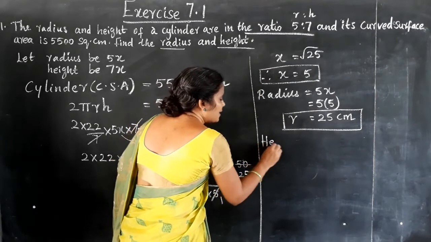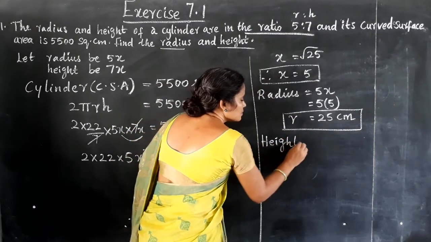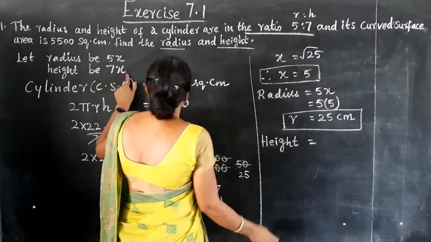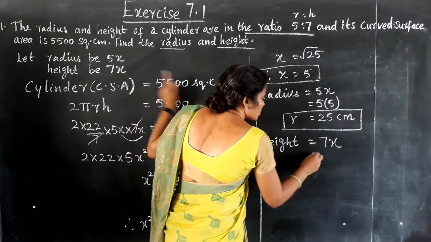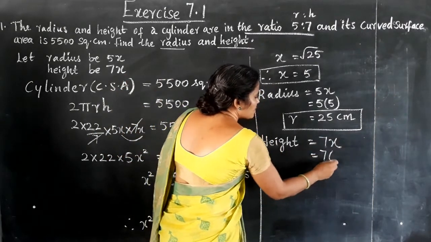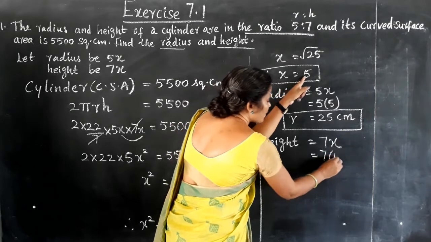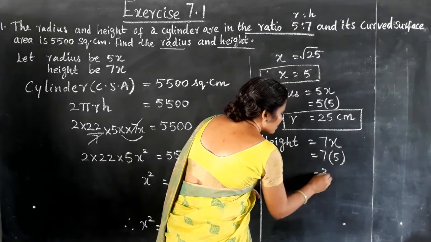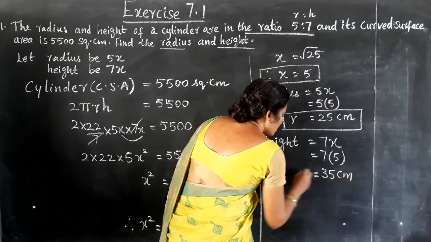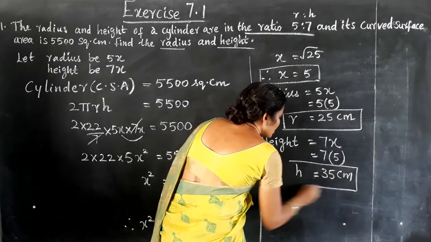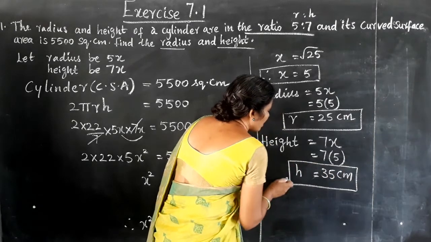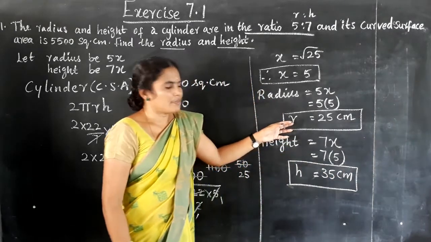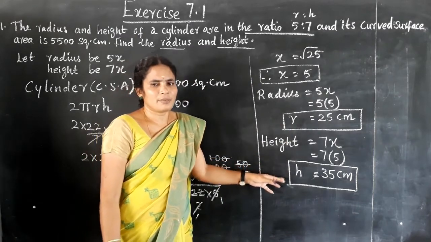And to find the height, it is equal to 7x. So 7 into x, which is 5. So 7 fives are 35. h is equal to 35 centimeter. So therefore r is equal to 25 and h is equal to 35 centimeter.